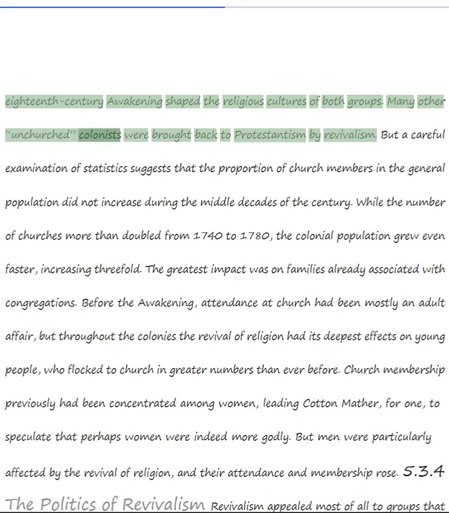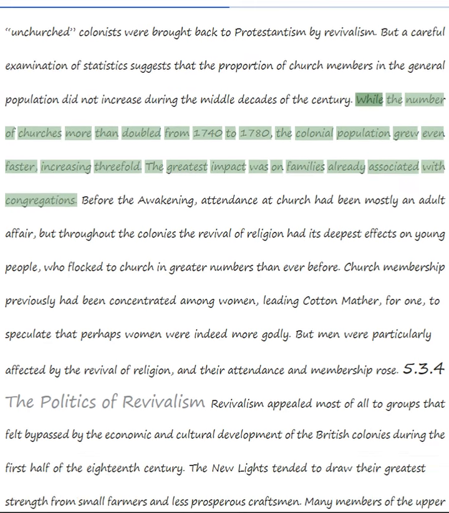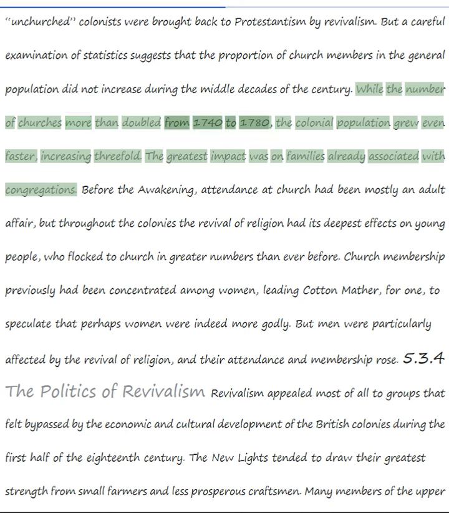Many other unchurched colonists were brought back to Protestantism by revivalism. But a careful examination of statistics suggests that the proportion of church members in the general population did not increase during the middle decades of the century. While the number of churches more than doubled from 1740 to 1780, the colonial population grew even faster, increasing threefold. The greatest impact was on families already associated with congregations.